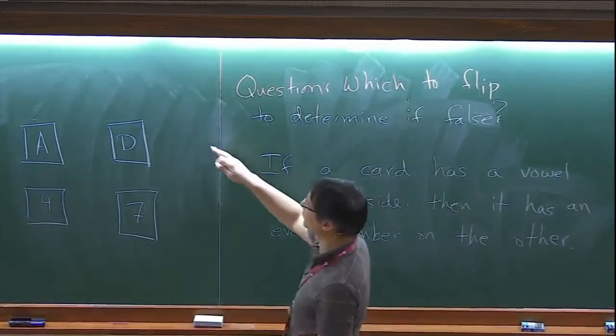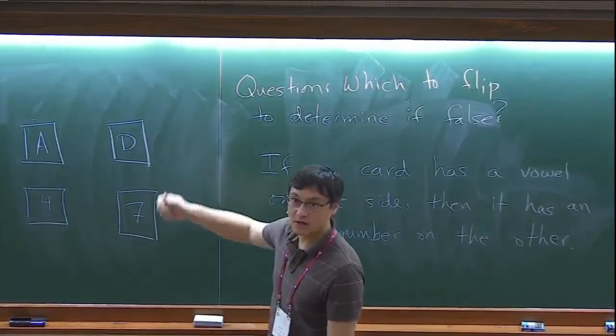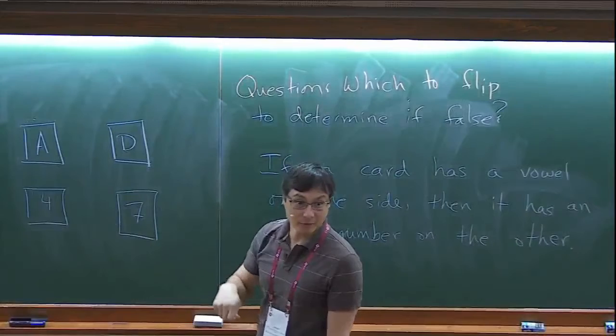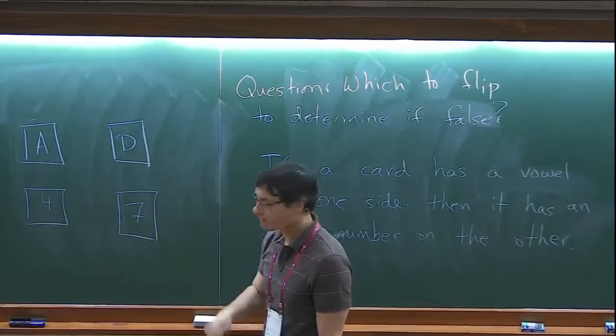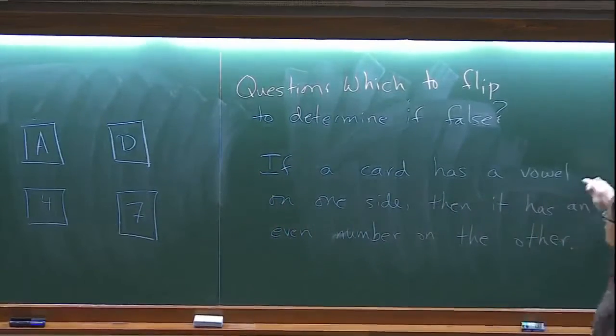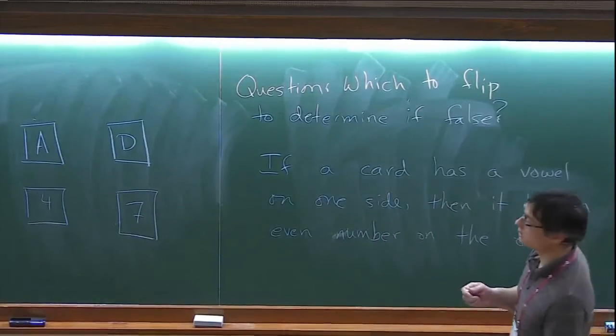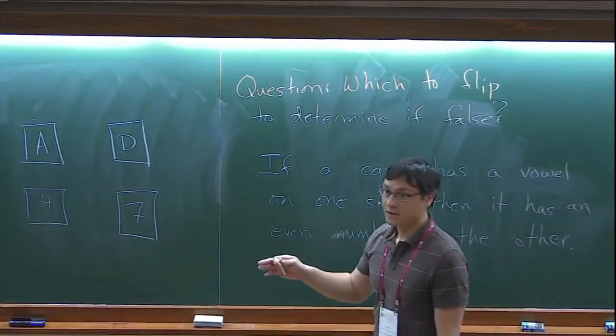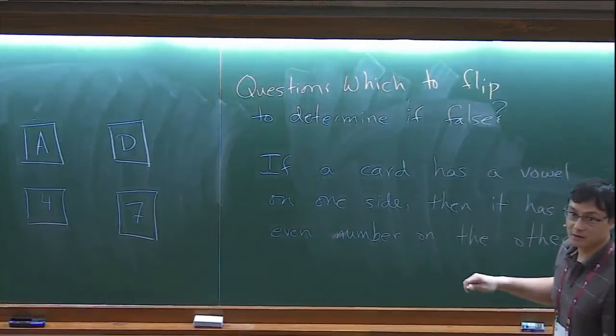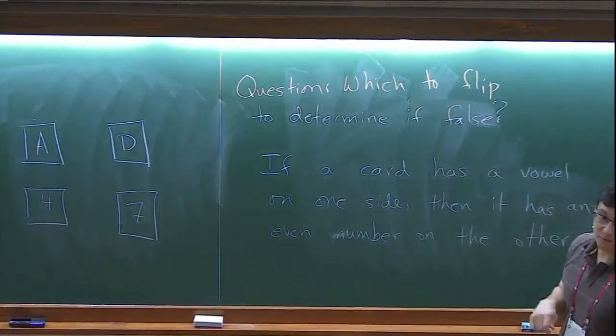All right, so you're told, first, that all these cards have a letter on one side and a number on the other. Now, someone says, if a card has a vowel on one side, then it has an even number on the other. And the question is, which card or cards do you have to flip over in order to check or test this proposition?